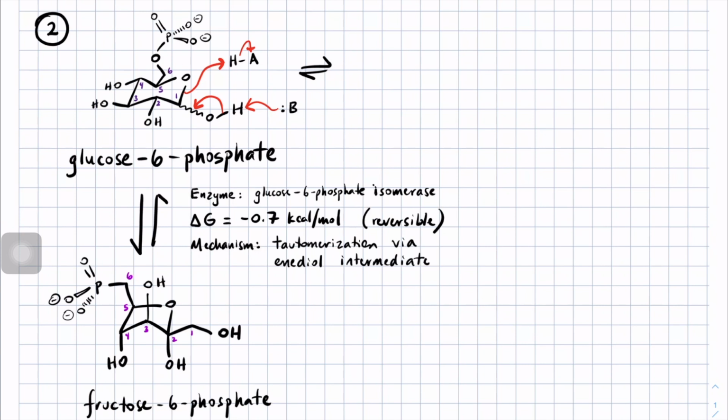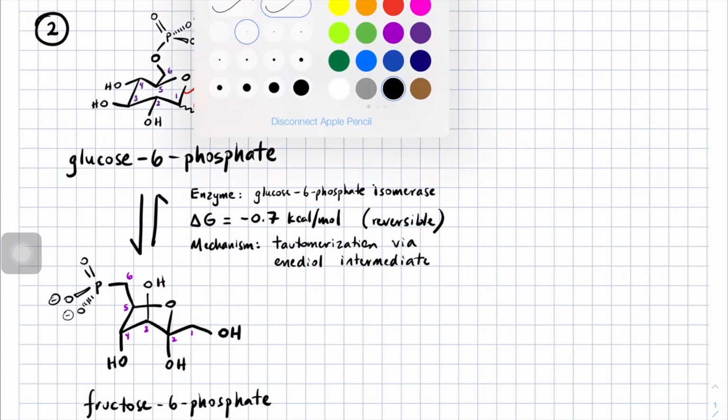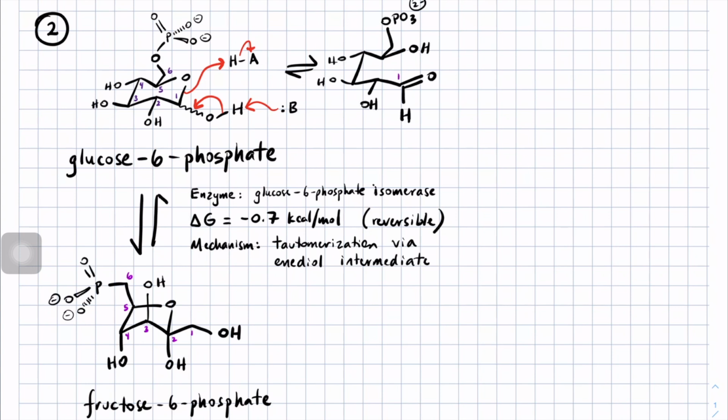It may help you if at this stage I continue to draw glucose in this sort of chair-like orientation. I will sometimes abbreviate a phosphate group with OPO3 2-. Hopefully that's not too confusing. We'll keep the OH groups in the same spot. Only on carbon 1 now we have an aldehyde. And it may help us through the process to continue numbering these carbons.